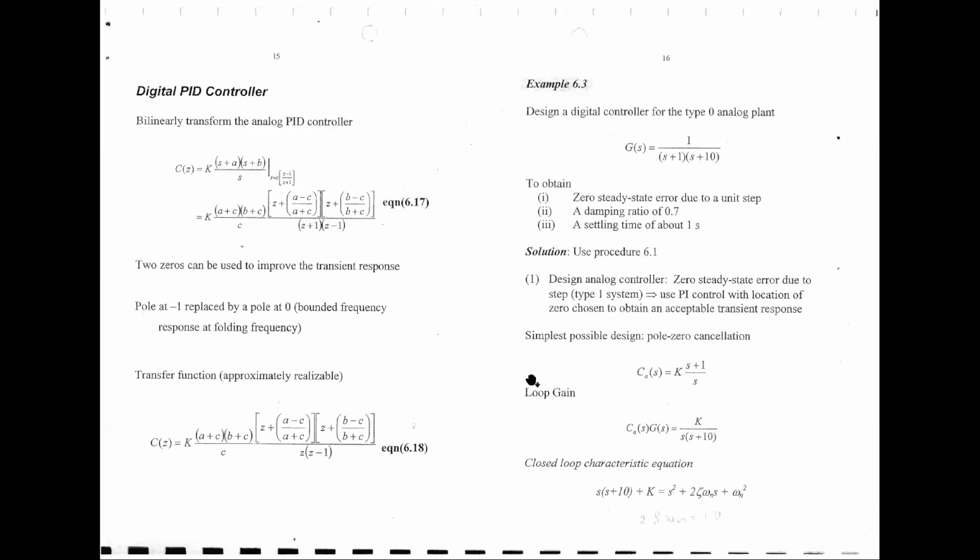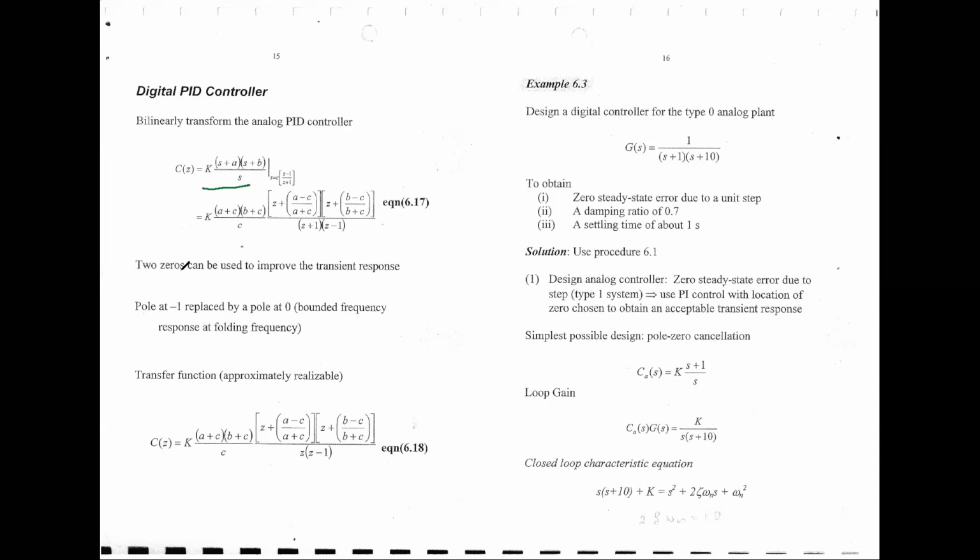Next, let's look at digital PID control. In a digital PID control, similar to an analog PID control, which is given as K times (S plus A) times (S plus B) divided by S, if we substitute the bilinear transform equation, we get this whole equation, which is equation 6.17.